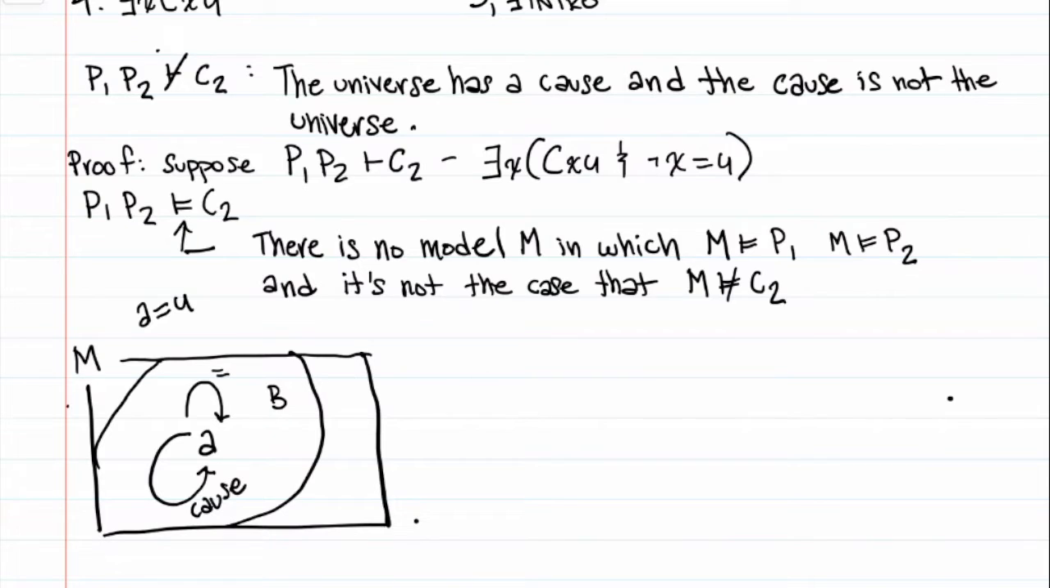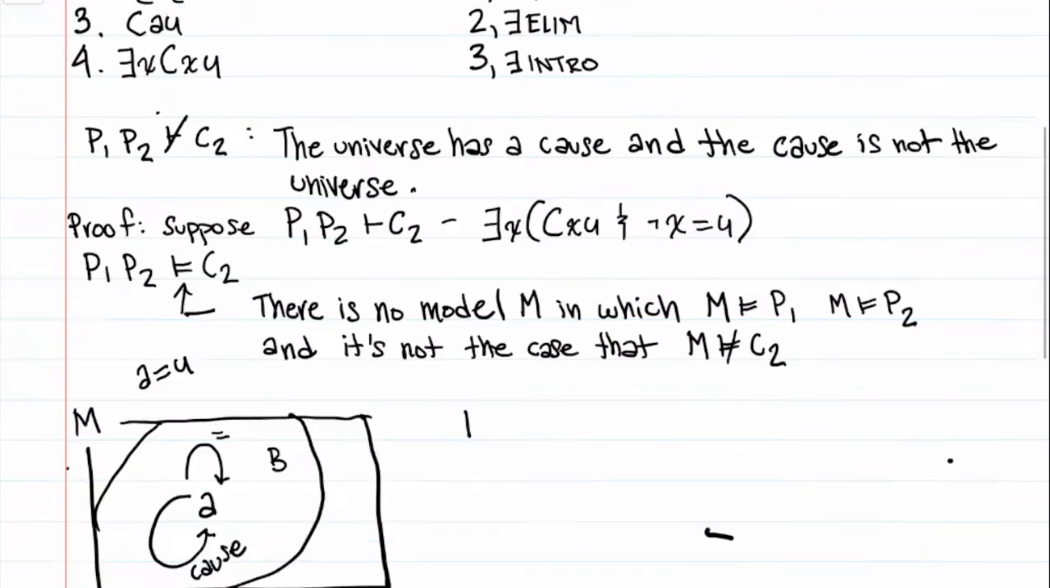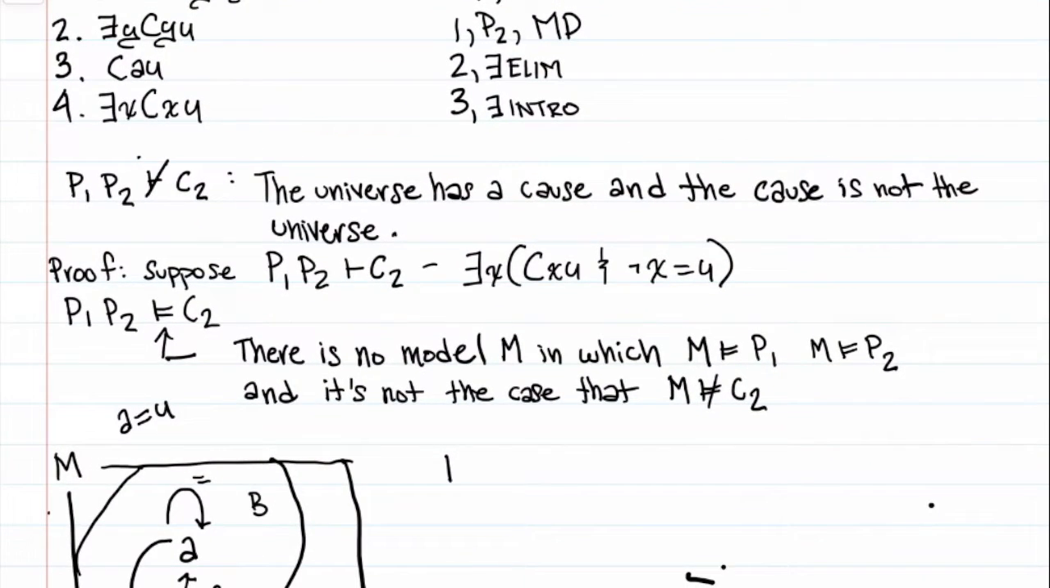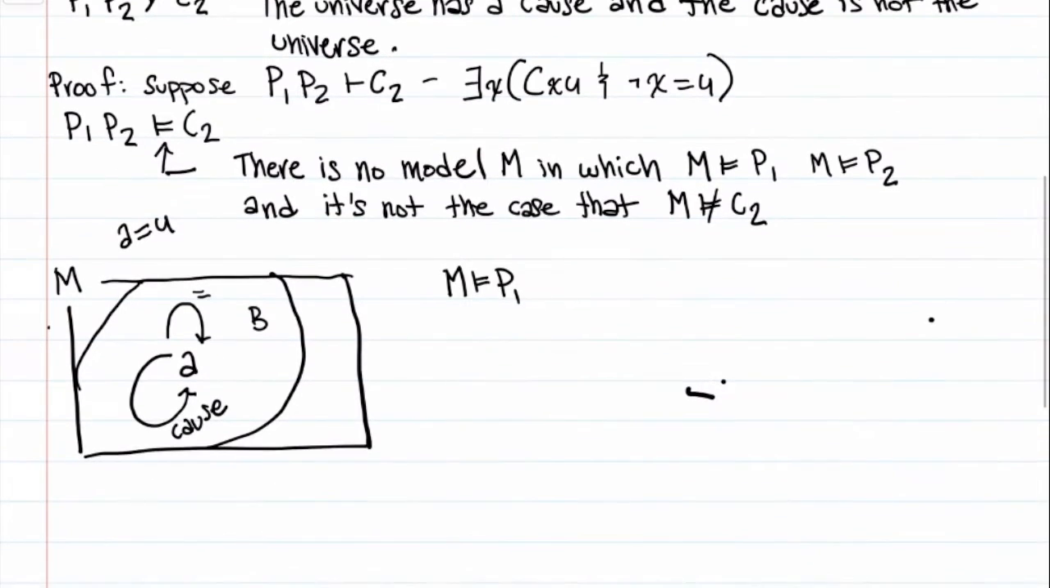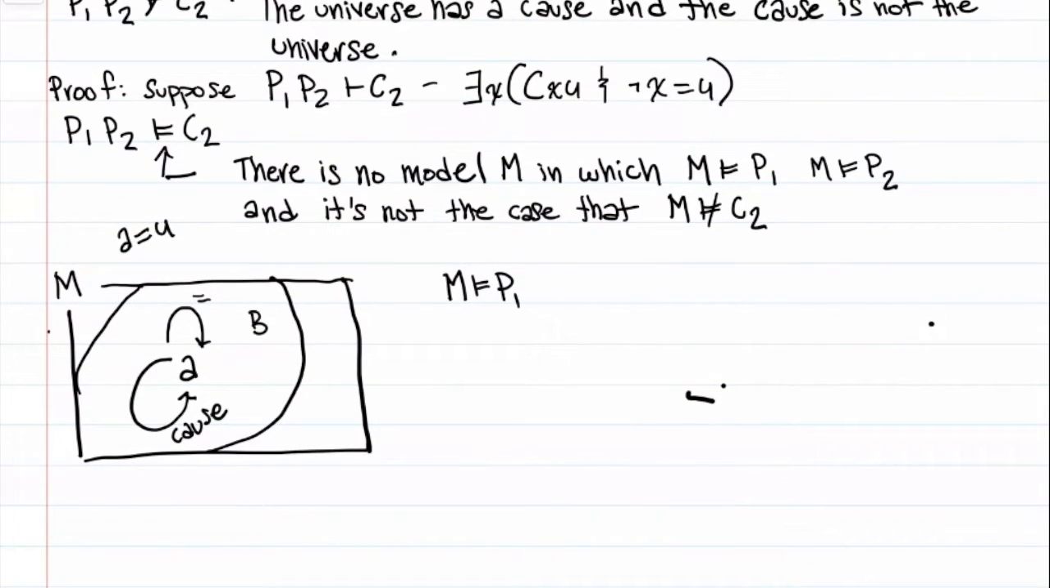So if we were to do the math, this model satisfies P1. Why? Because anything that begins to exist has a cause. So A begins and it has a cause, namely itself. And this model also satisfies P2. Why? Because A, the universe, is in the set of things that begin to exist.